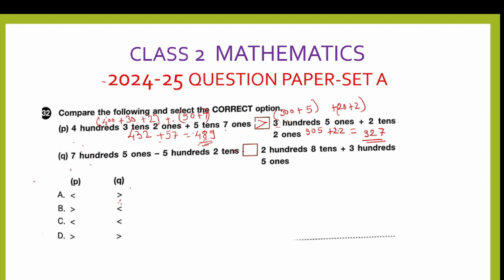What is statement Q? Q is 700. So that is 700 plus 5 ones. So this is nothing but 705. Now minus 500, that is 500, and plus 2 tens, that is 20. So this is 520.